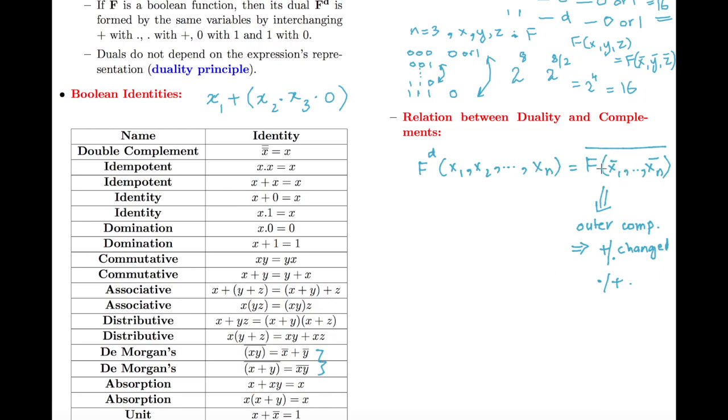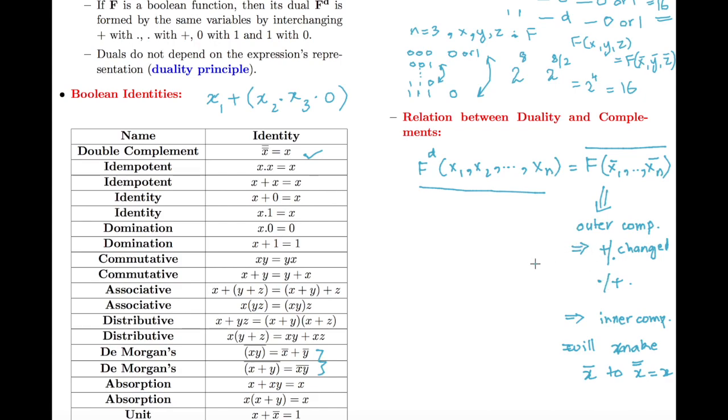But then we have x bars here, so I have to complement them again. The inner complement will make x bar into x double bar, which is equal to x because of the double complement. So this is exactly the same definition as the dual, right? What we do is we don't change our variables, we change plus to dot and dot to plus. What about the 1 and 0?